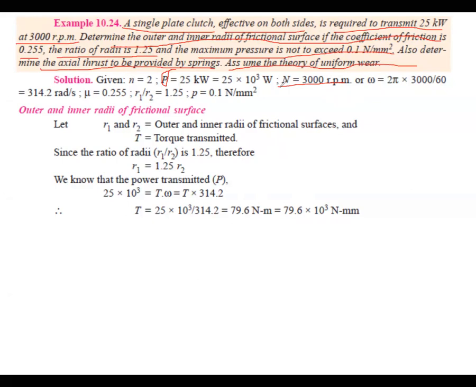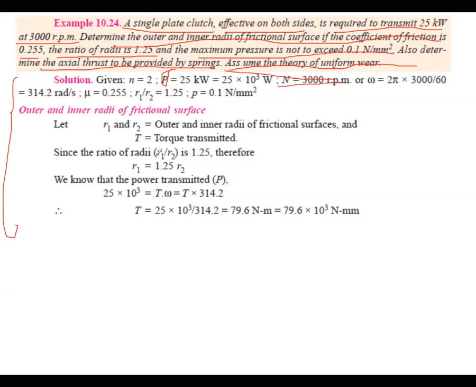So the main difference between this problem and the previous problem is that the previous one did not mention whether it is uniform pressure or uniform wear, but in this problem he has mentioned uniform wear. So you are allowed to solve the problem on the basis of uniform wear, not by other means, right?